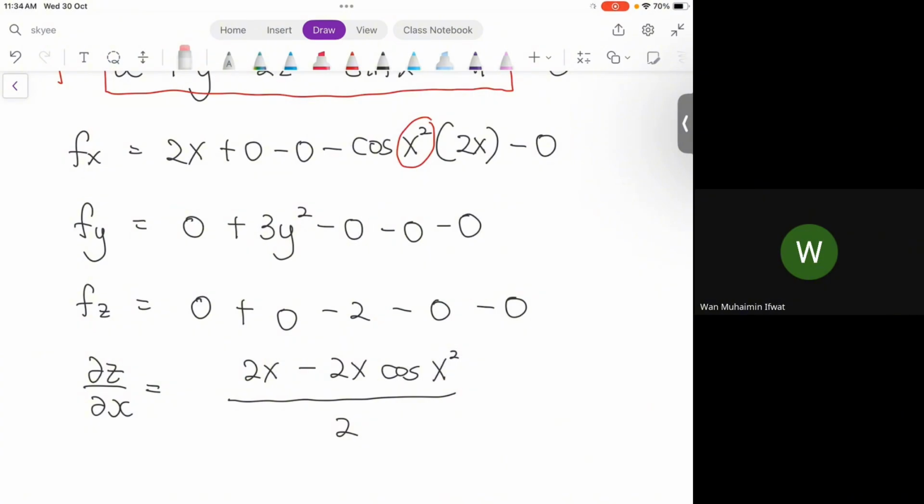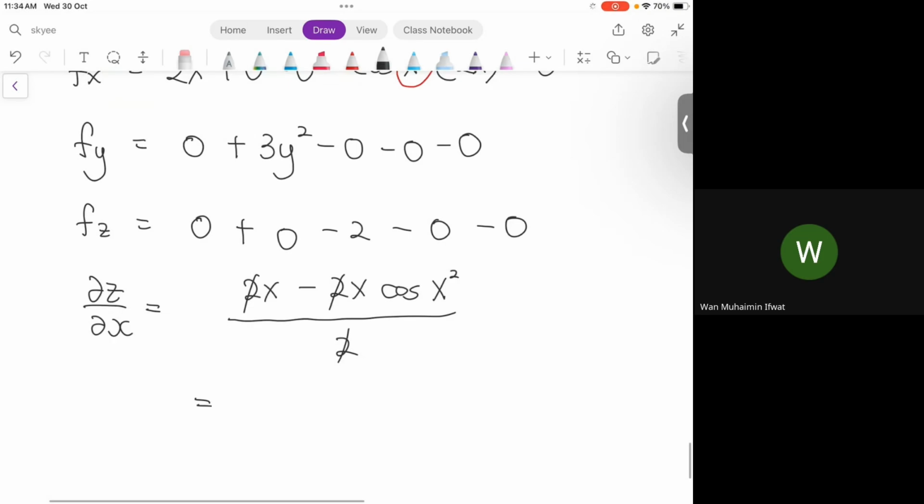If you want to simplify again, you can cancel this one, or you write it as x times 1 minus cos x squared. So this is your del z del x. Is it correct?